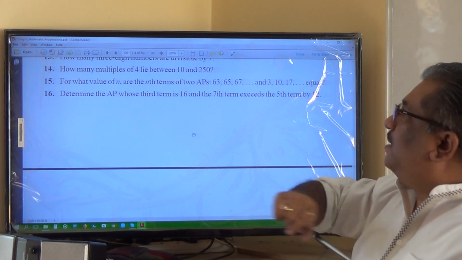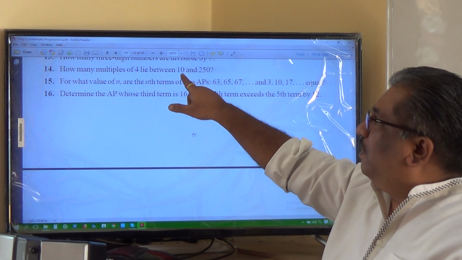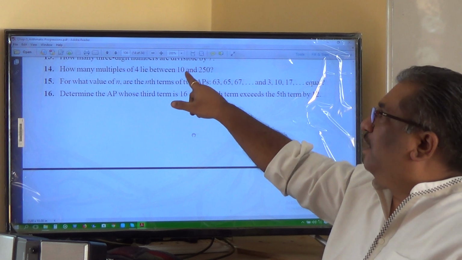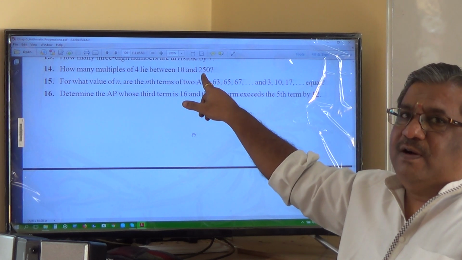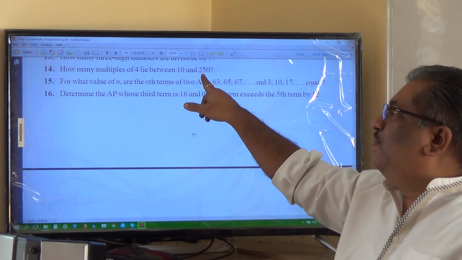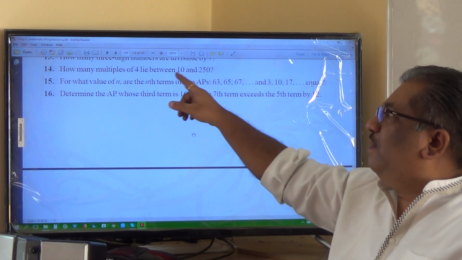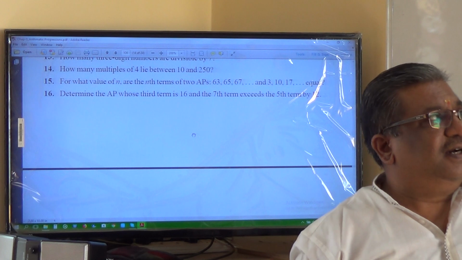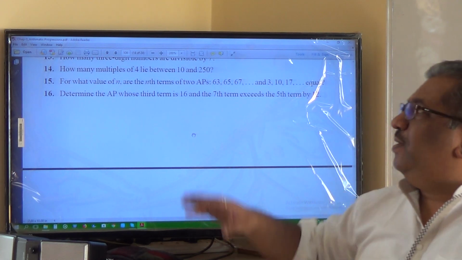Okay. In that case, you find out the first number after 10 is 12, and the last number before 250 that is divisible by 4. You check it. You know A and the last number, and D is equal to 4. The way I solved the previous problem, you can solve this one that way.